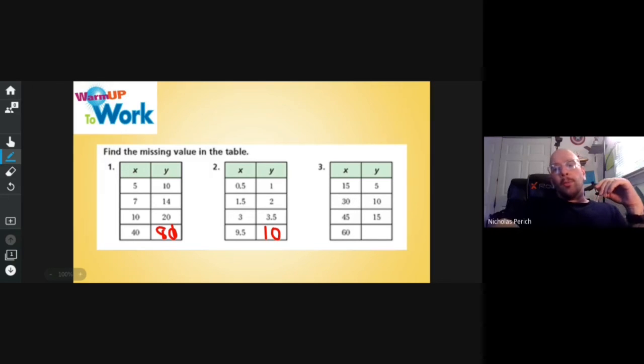I'm going from 15 to 5. All right, so I'm getting smaller so I could subtract 10. But that's not what I'm doing here, and that's not what I'm doing here. So if I get from 15 to 5, 30 to 10, 45 to 15, I'm doing one thing, and I'm dividing by 3. So 60 divided by 3 is 20.